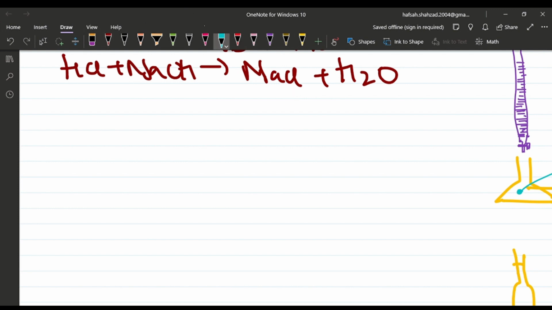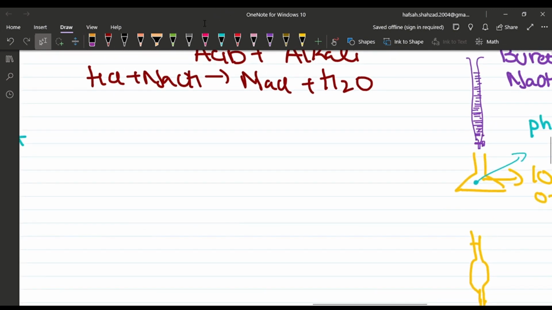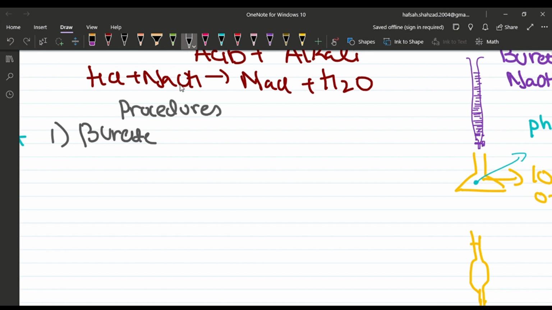Procedures. Let's use gray. First and foremost is fill the burette. It's not E, it's U. Fill the burette with NaOH. Second, you use a pipette to add 10 cm cube of HCl into the conical flask. Then you add 1 drop of phenolphthalein indicator. An indicator would obviously give a colorless solution in acid.